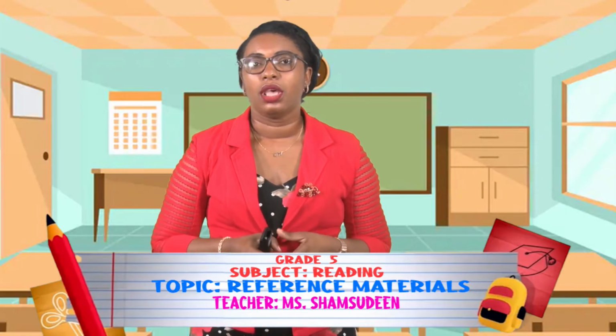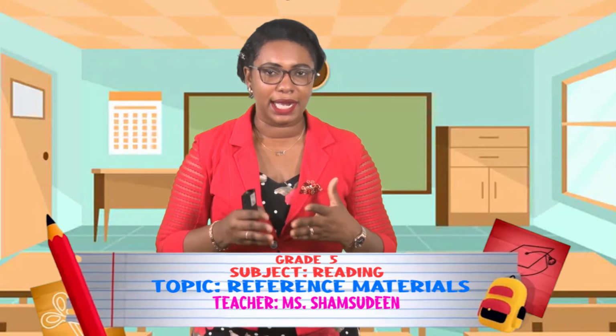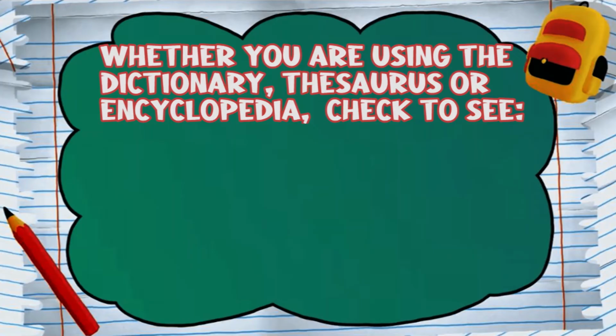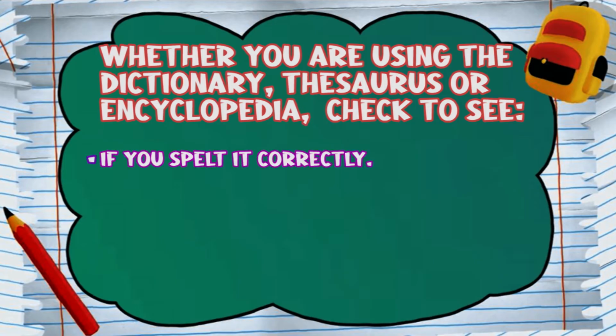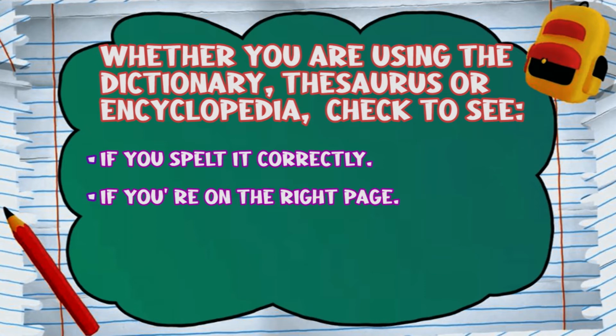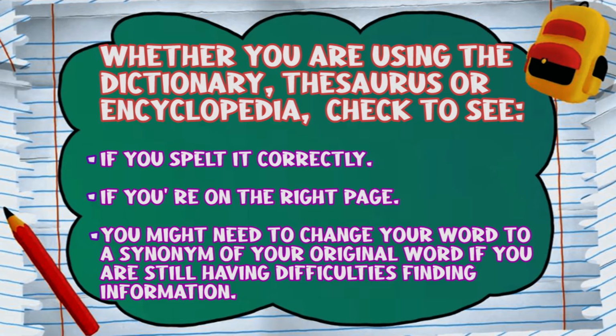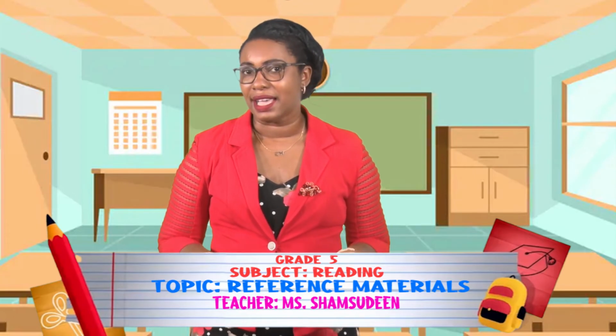So when using the encyclopedia and you're looking for information on a person, you would want to use the first letter of their last name, or surname. Now, you must remember that whether you're using the dictionary, the thesaurus, or the encyclopedia, whatever reference material you're using, you must check to see if you spelled the word you're looking up correctly. You want to ensure too that you're on the right page. Sometimes you may need to change your word to a synonym of the original word if you're still having difficulties finding information. Our next reference material is the atlas.